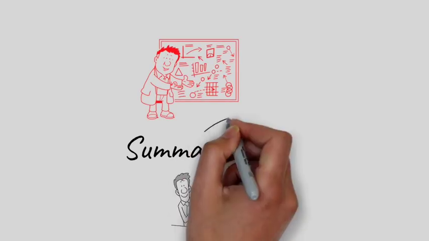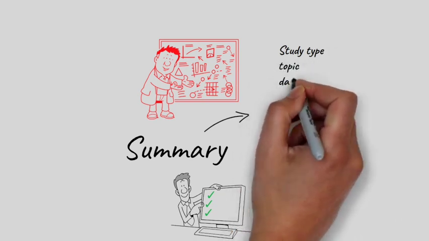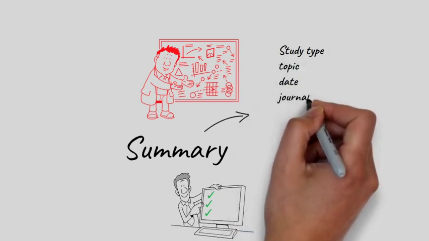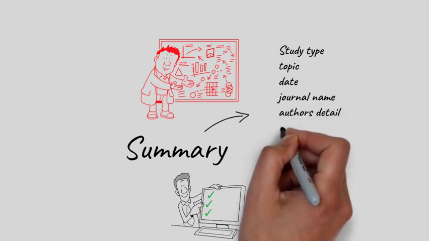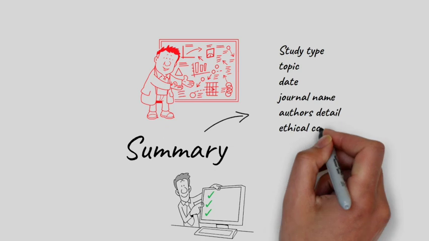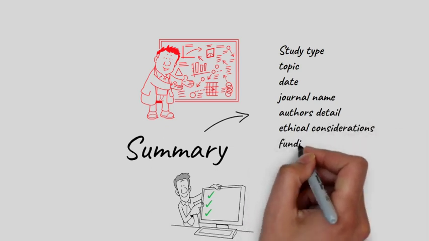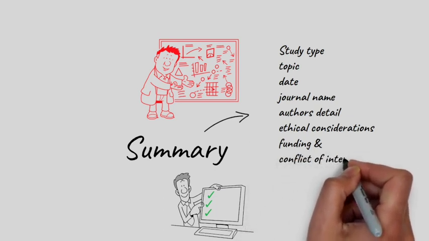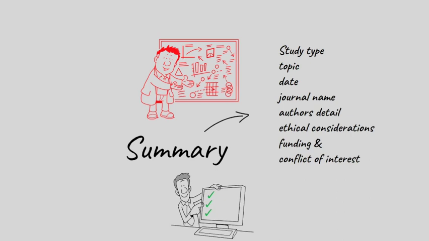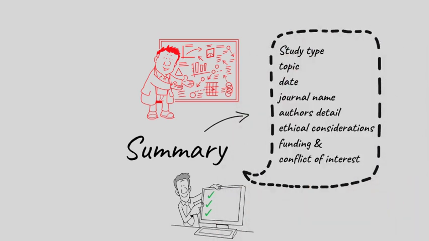Summary, which is the first part of the mnemonic, includes the design or type of a study, topic or area, date, name of journal, author details, funding and ethical considerations, and finally, the conflict of interest. These are the things a reviewer checks when appraising the summary of a paper.